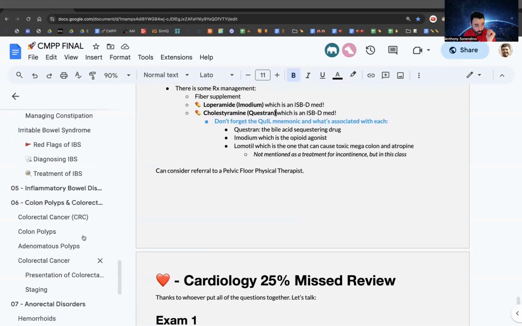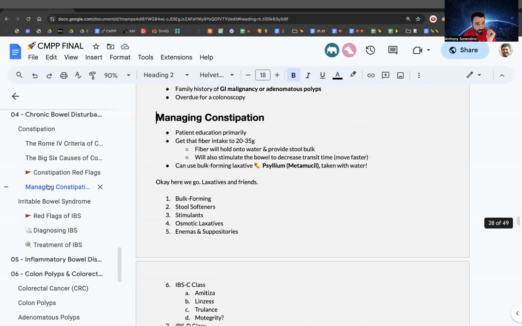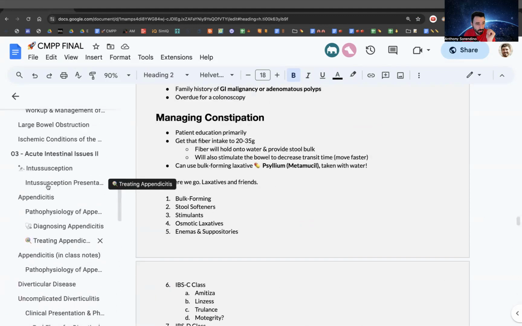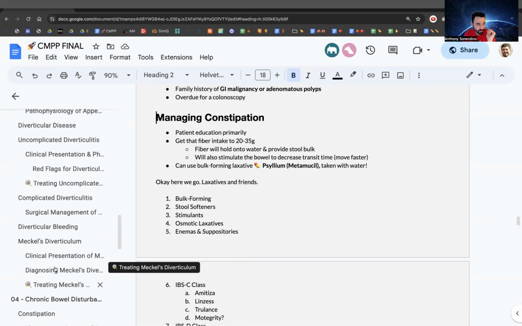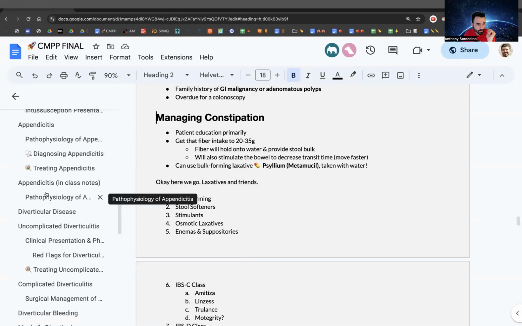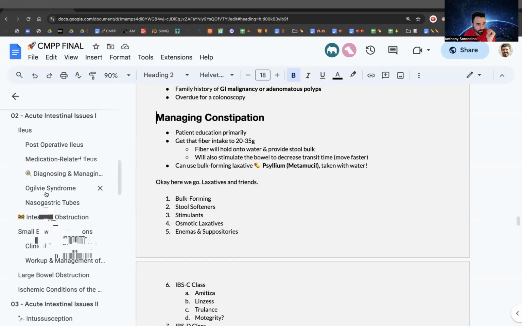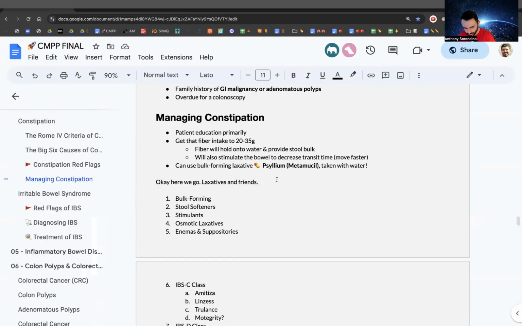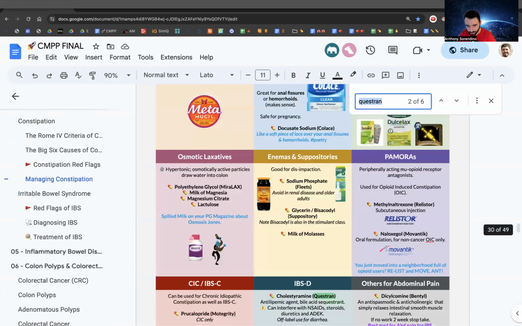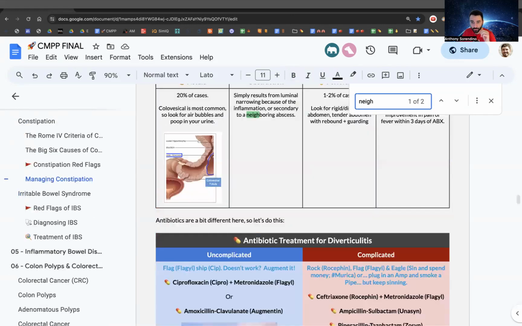Okay. Let's go back up to these meds real quick for irritable bowel syndrome, because I did have some mnemonics for that. Where even was that? Oh, I just had it. Okay.